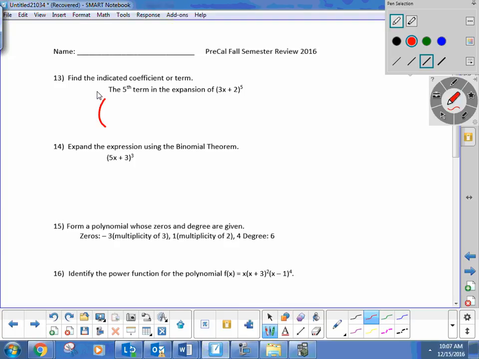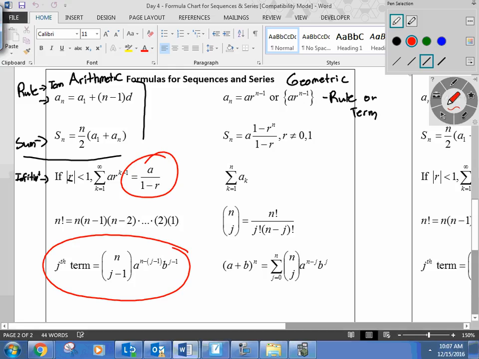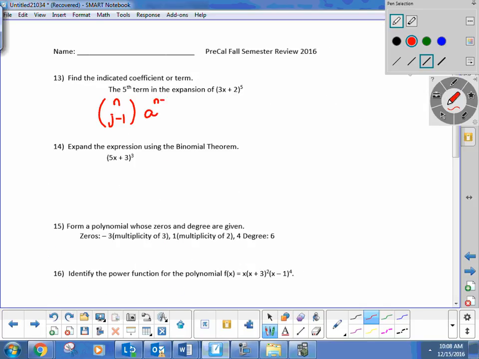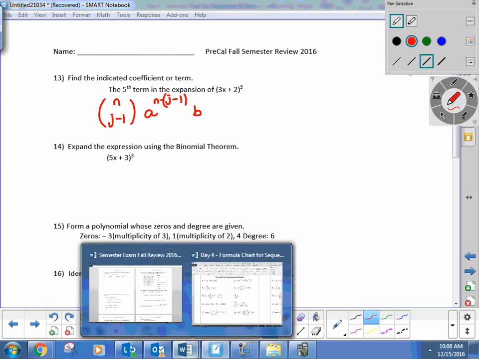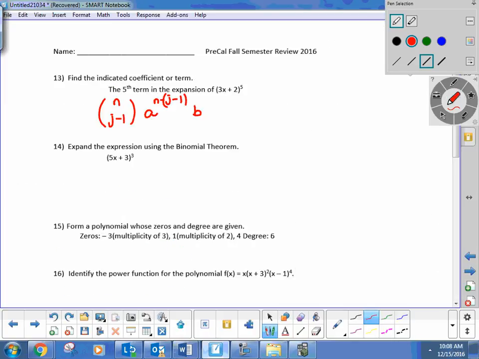Let's go back here. It was going to be n choose j minus 1, a. Let's go back and just take a look real quick. N minus j minus 1. So let's see. Let's go back over here. N minus j minus 1. And it was b. I think it was just j minus 1. But just let me verify. Yeah, it's j minus 1.